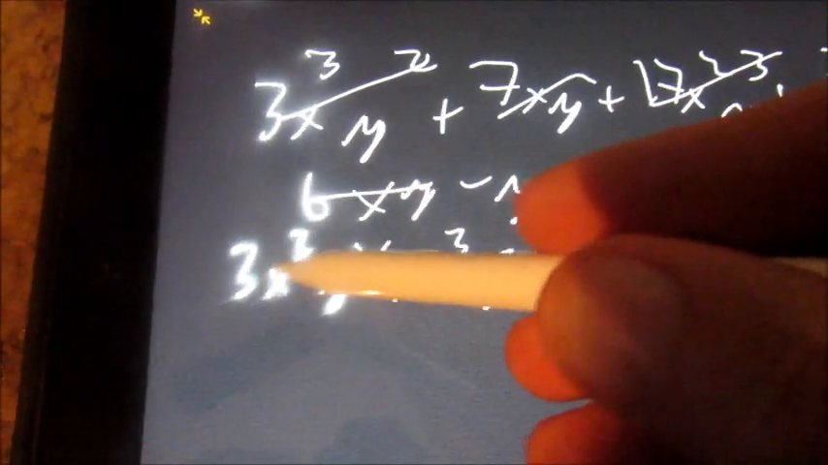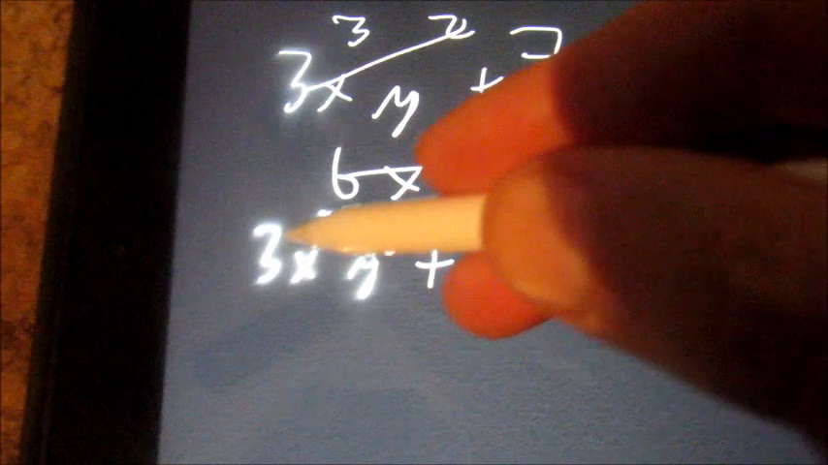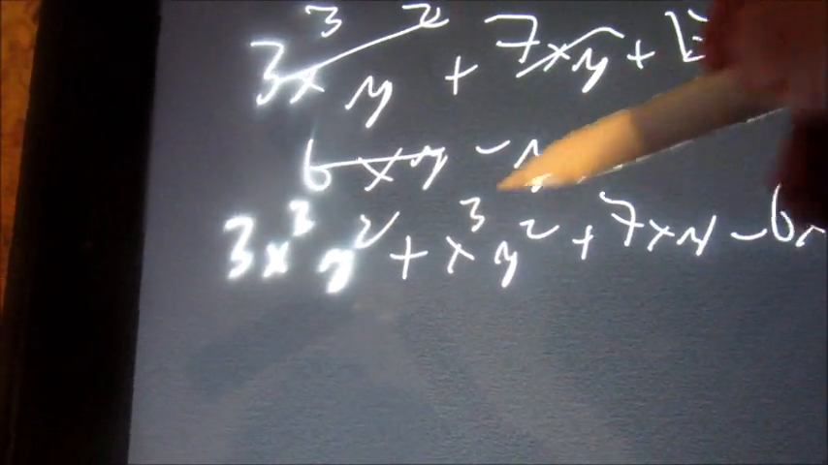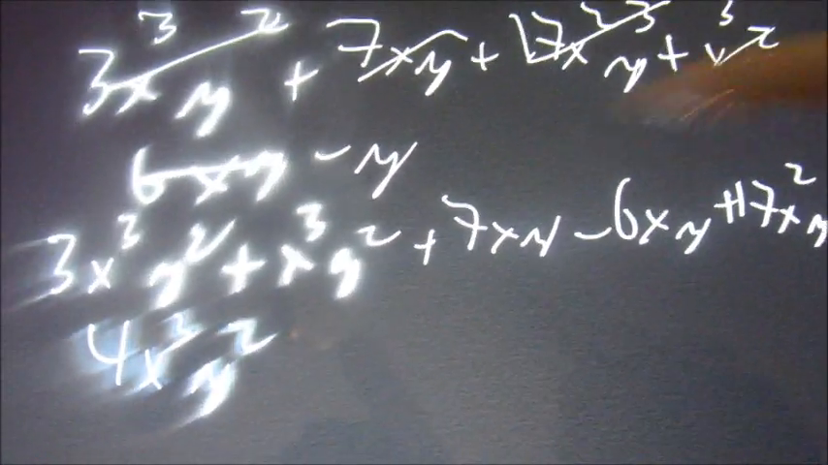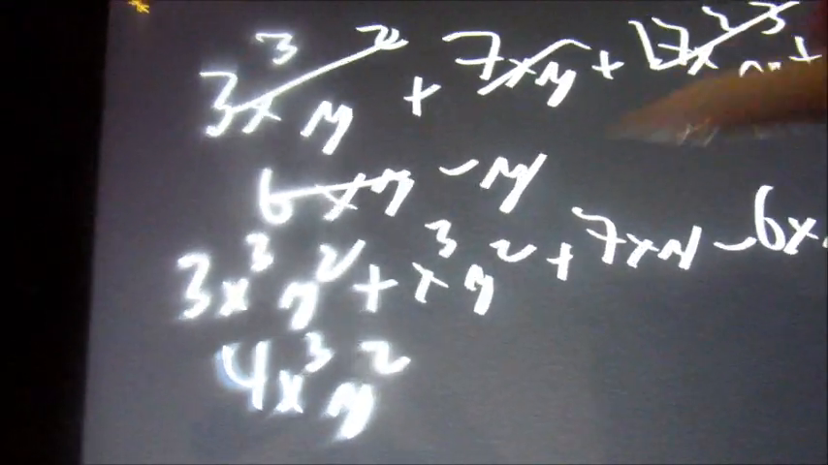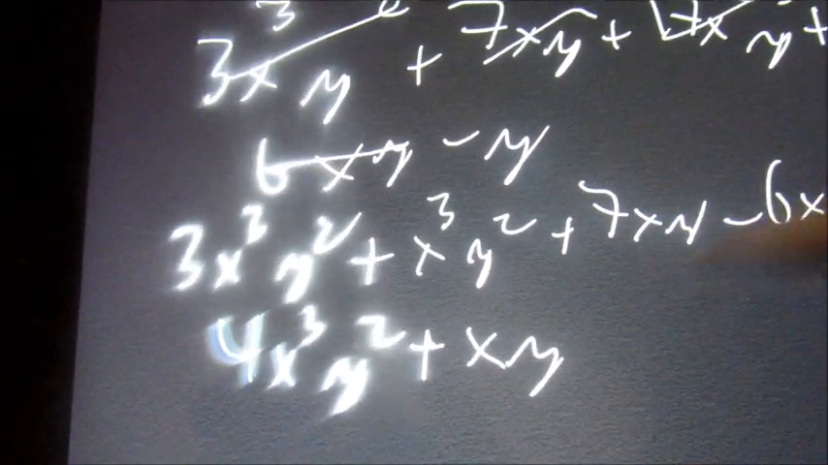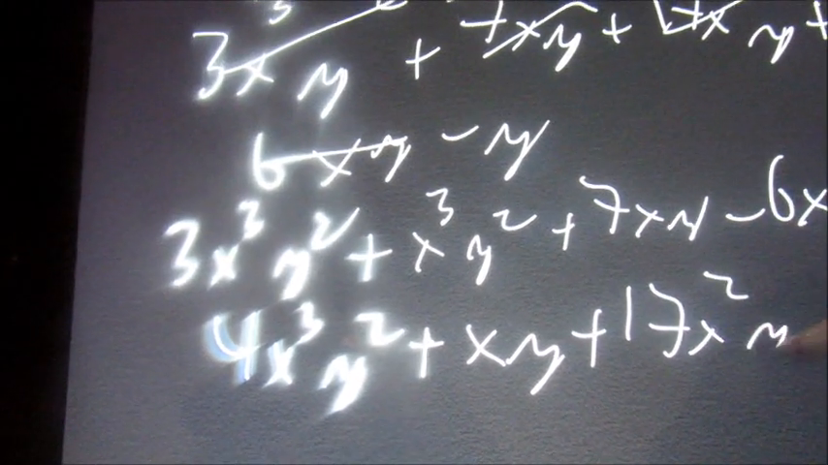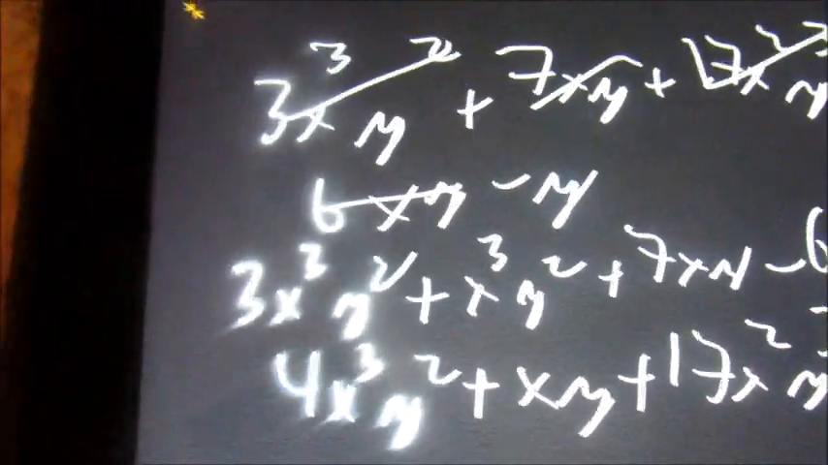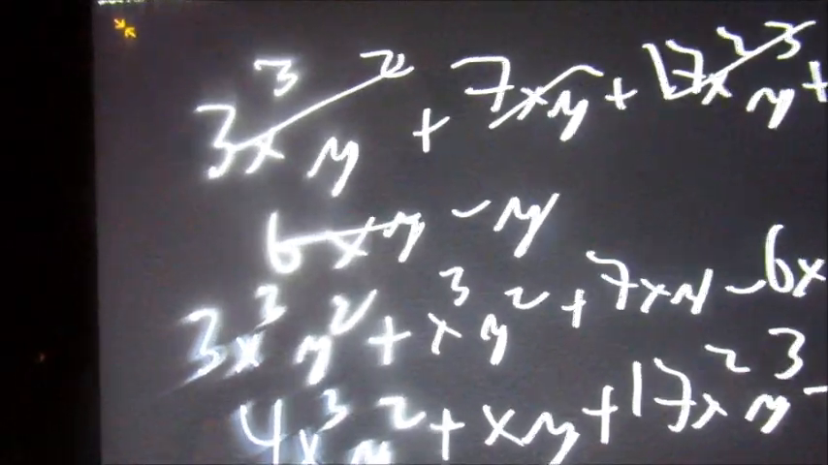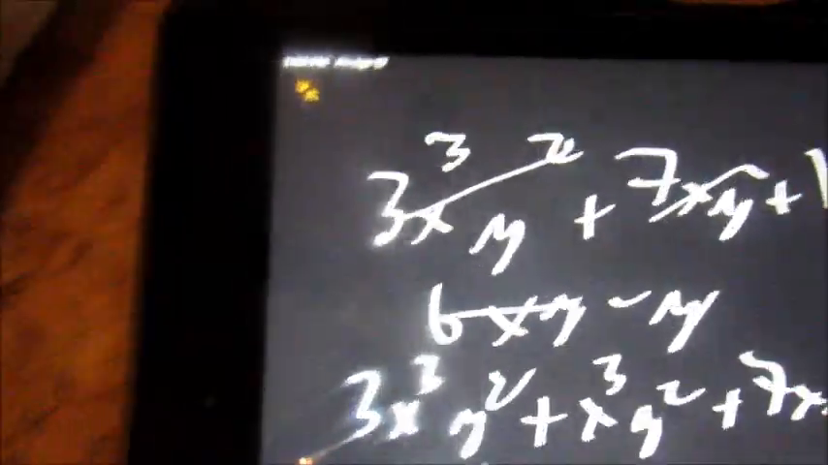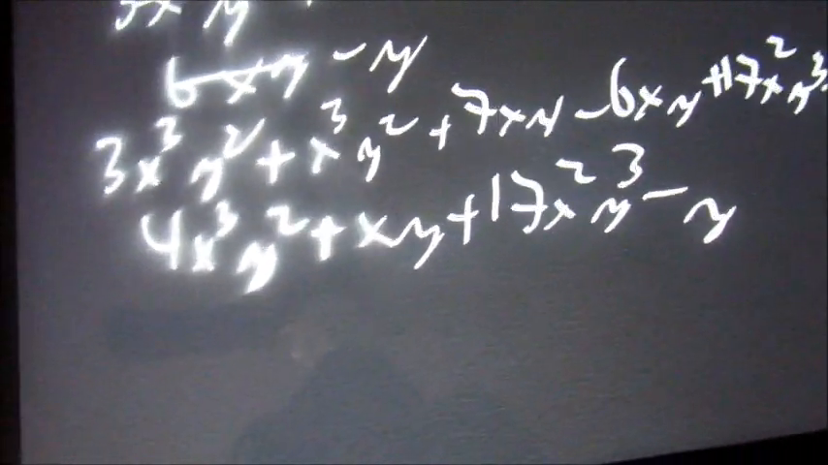And I'm going to have a 3x to the 3 y squared plus 1x to the 3 y squared. So that's 4x to the 3 y squared. I have a 7xy minus 6xy, so plus 1xy. And then just plus 17x squared y to the 3 minus y. At this point, you don't really have to put them in any kind of descending order. You'll see that you will later, but right now it's fine just to leave it as it is.